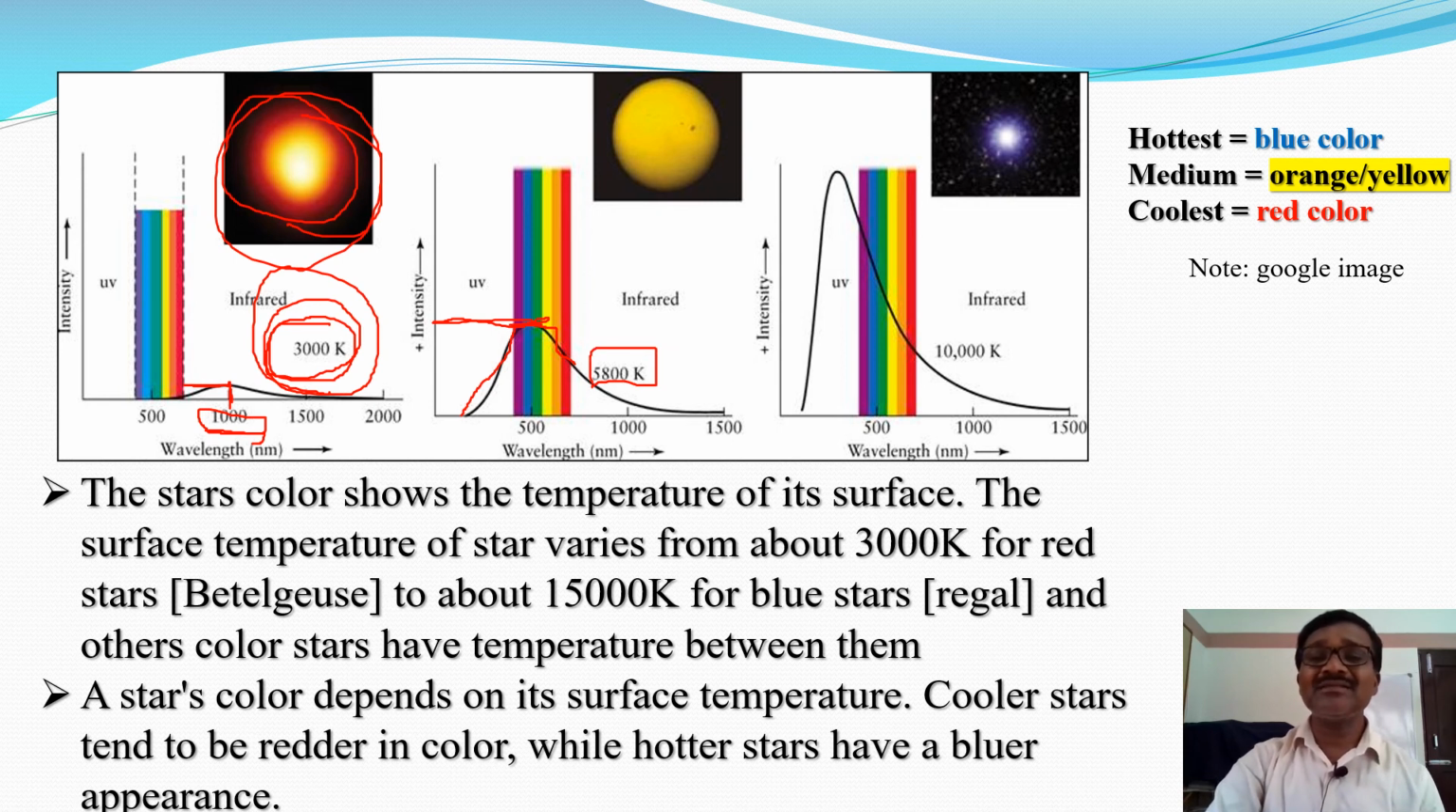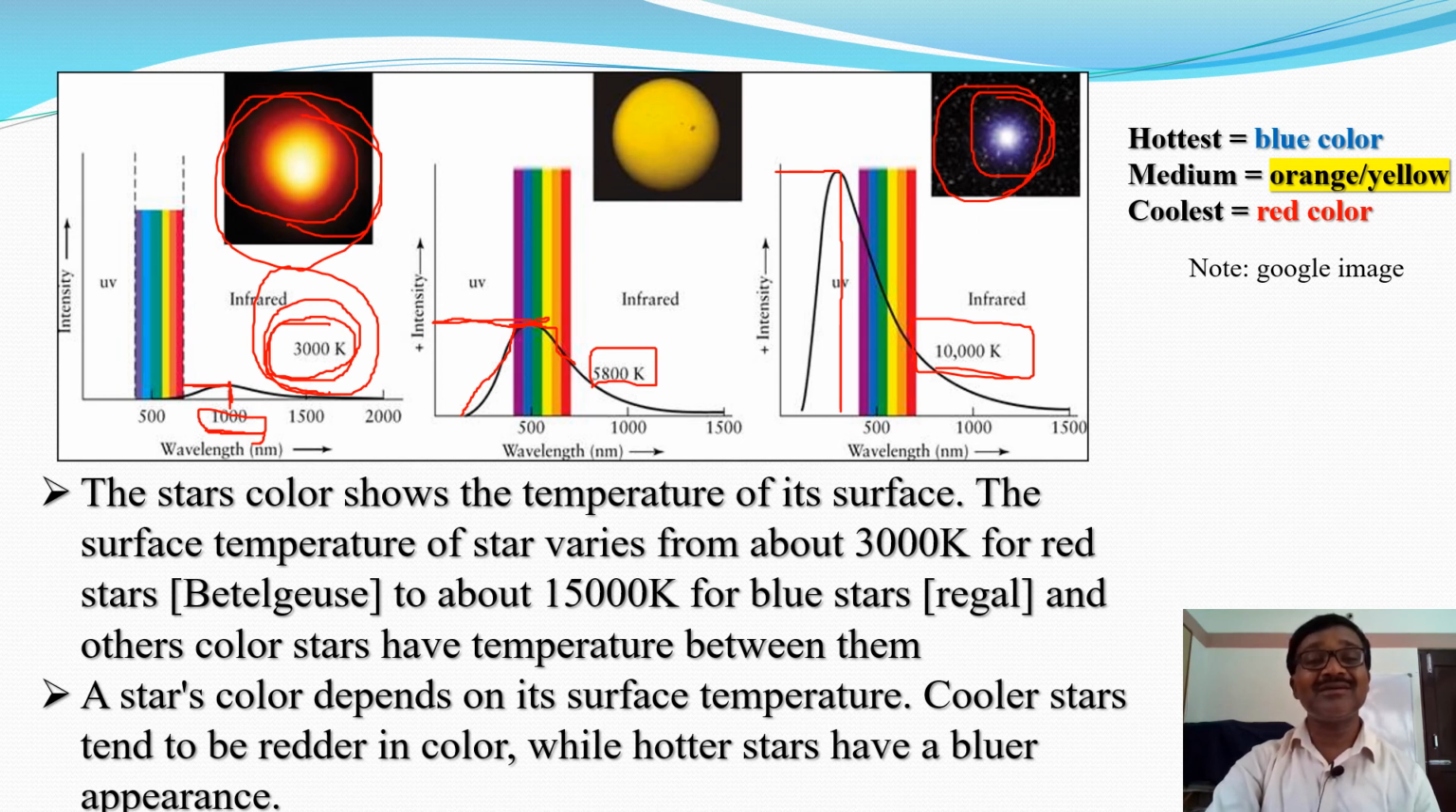Another star we consider has its maximum peak in the region of ultraviolet radiation. That's why, when this ultraviolet wavelength is put into the last equation, we get 10,000 Kelvin. These are the blue color stars. The blue color star is compared with the 3000 Kelvin, 5800 Kelvin, and 10,000 Kelvin stars.